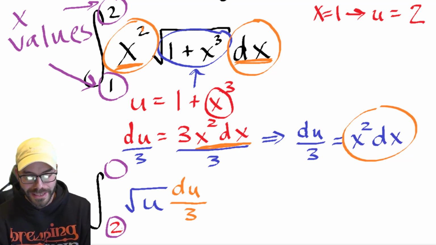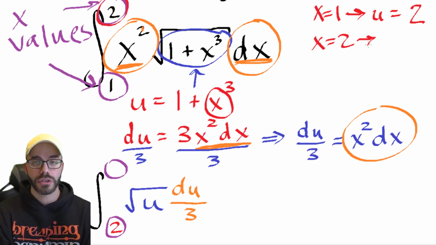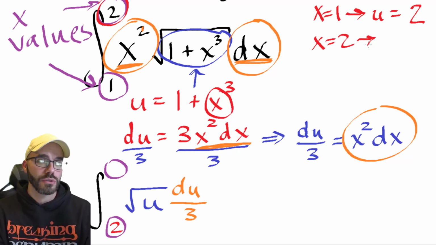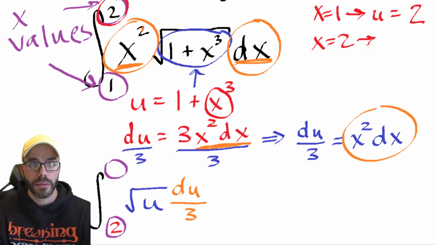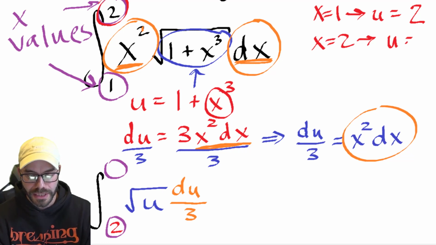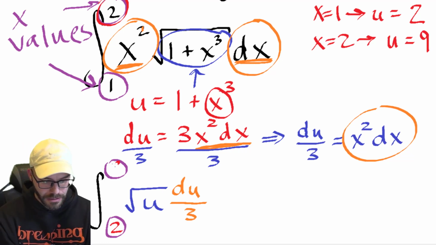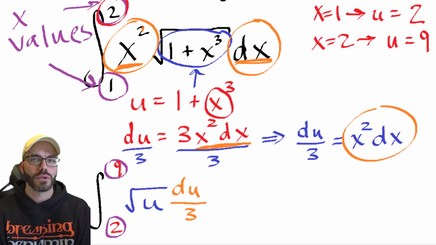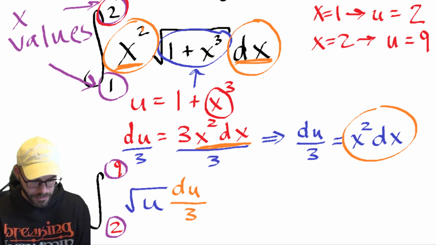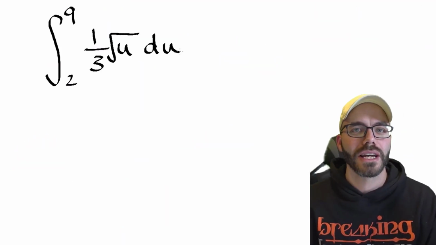Now, when x is 2, plug it in to the u function. U is equal to 1 plus x to the third. So if x is 2, 2 to the third is 8, plus 1. So u has to be 9. So let's clean this up. All right, here's what it looks like a little cleaned up.